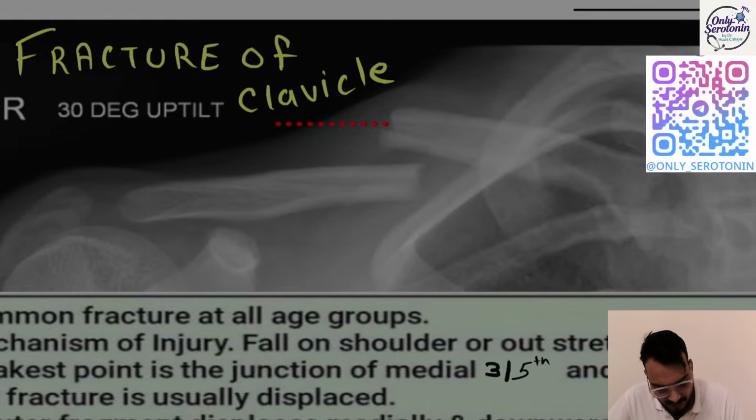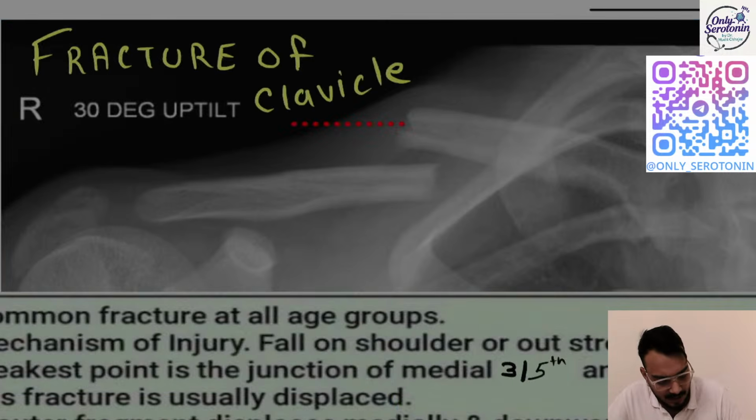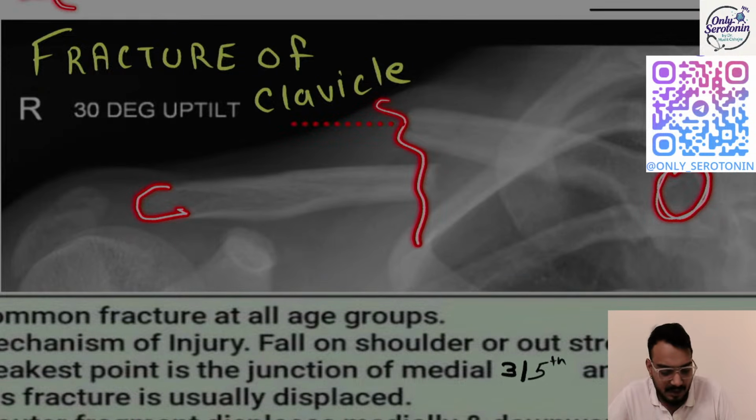This fracture will look like this, guys. Can you see? Here I am having what, guys? This point here is my sternal end, right? This point here is my acromial end, and somewhere at the junction of the medial 3/5 and the lateral 2/5, it is going to get fractured, right?